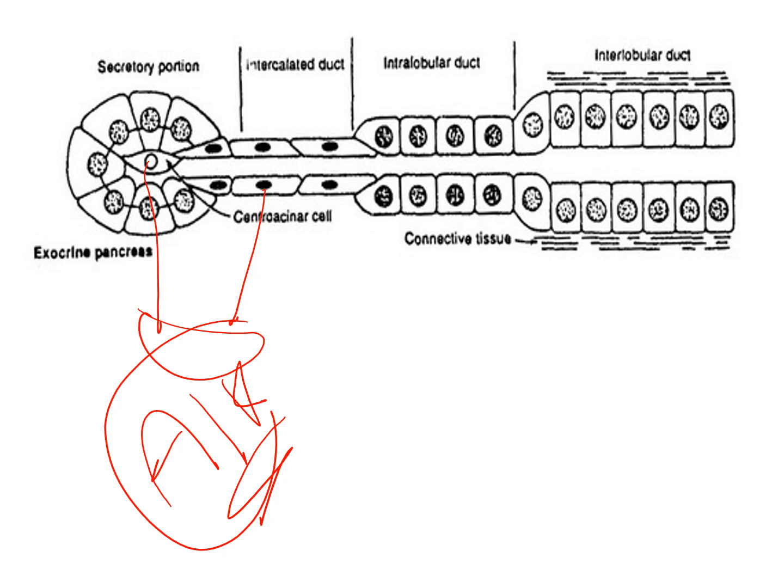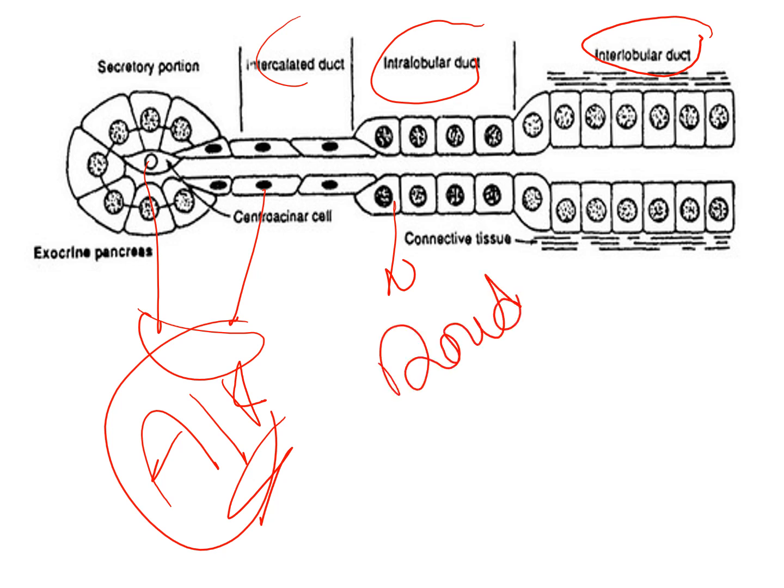This cubical epithelium of the intercalated duct will join together to form a larger duct, which is the intralobular duct. Can you see here what is the lining epithelium of the intralobular duct? It is low columnar epithelial cells forming a larger duct. The larger duct will be the joining of many intralobular ducts together to form a large duct, which is called the interlobular duct, and the interlobular duct is lined by columnar epithelial cells. This will open into the main pancreatic duct. Where does this main pancreatic duct open? It opens into the lumen of part of the small intestine, which is called the duodenum.